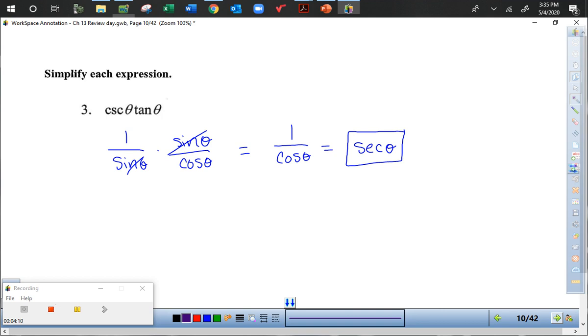Here we go. Cosecant is 1 over sine. Tangent we can call sine over cosine. Those sines cancel with multiplication. So we have 1 over cosine, which is the definition of secant. Hopefully that one wasn't too bad for you. A lot of times when it's a product, they don't get too messy. So let's look at another one.